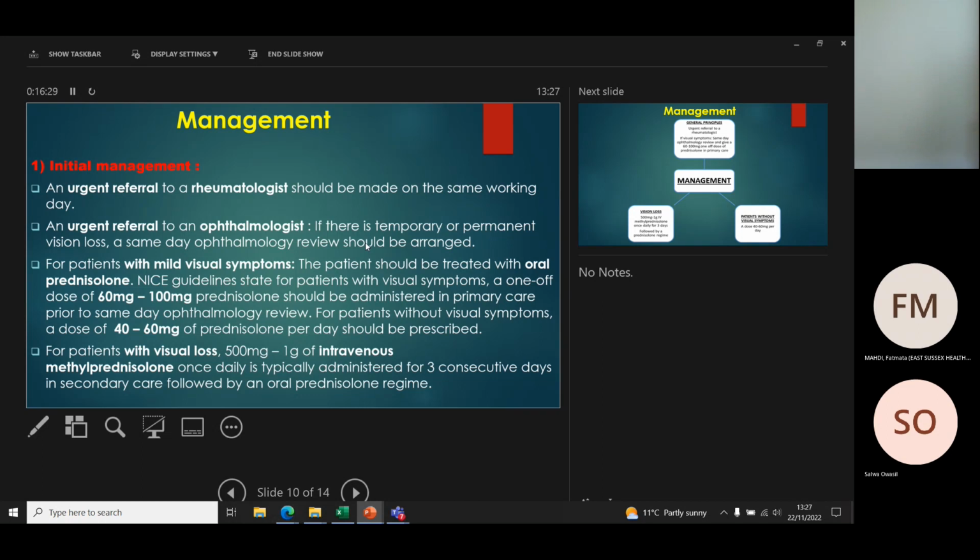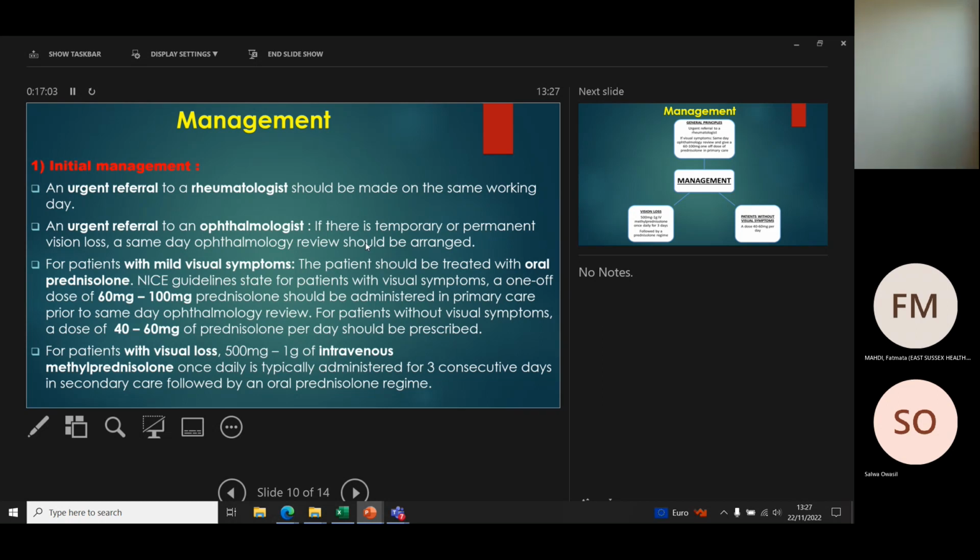Number three, for patients with mild visual symptoms, what does it mean, mild visual symptoms? Like blurring of vision or diminution of vision. At that time, you have to start prednisolone at once. And the stat dose of prednisolone is between 60 and 100 milligram before referring the patient to a rheumatologist. You don't have to wait for the rheumatologist or ophthalmologist to see the patient. You have to start steroid at once if you highly suspect a diagnosis of GCA. And the dose will be 60 to 100 milligram stat. Then you can refer the patient.